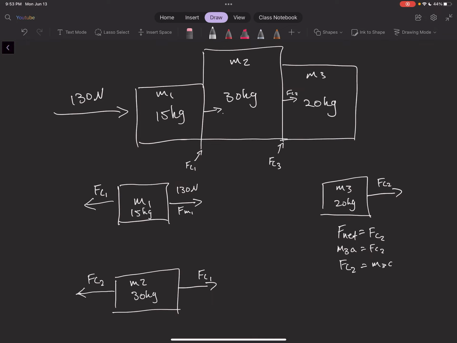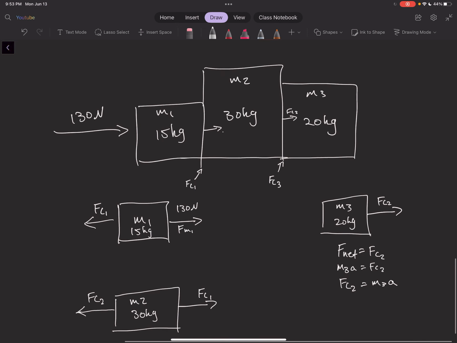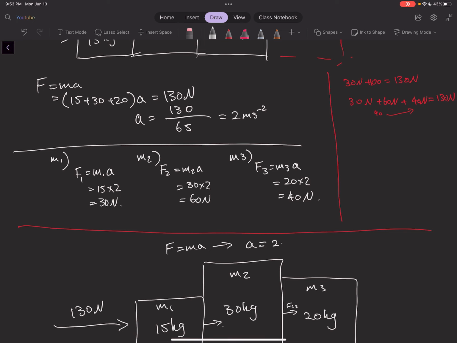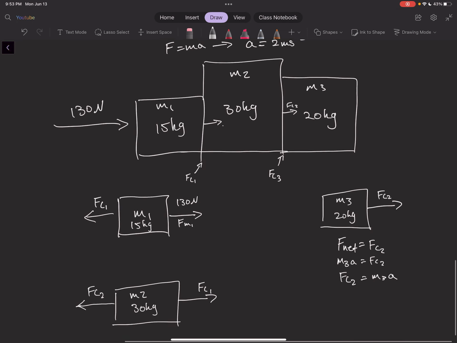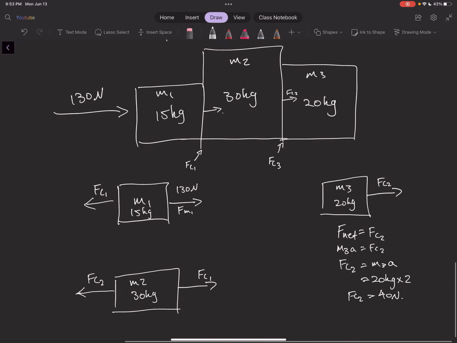Fc2 equals M3 times acceleration. Of course, acceleration we'll find by doing F equals ma for the entire system, which we did earlier. What did we find? F equals ma for the entire system, and then we get acceleration equals, let's scroll up here, acceleration equals 2 meters per second squared. So we know what the acceleration is for this entire system, because we did that. So we get 20 kilograms times 2 equals 40 newtons. Great. So we know that the contact force, the second contact force between blocks 2 and 3 is 40 newtons.